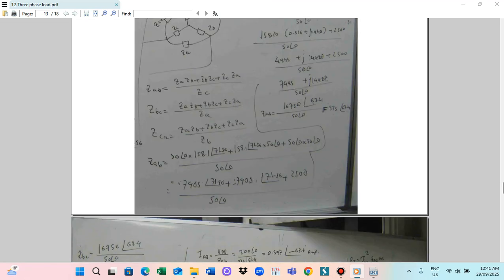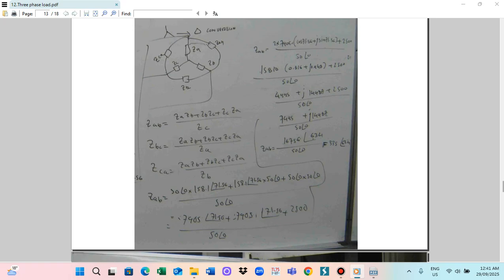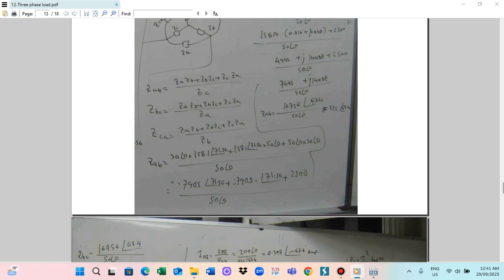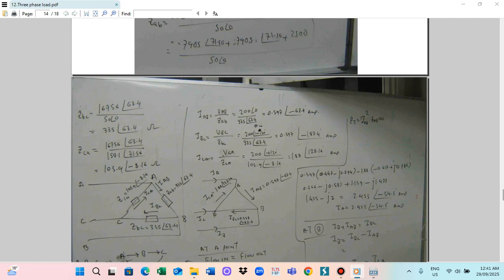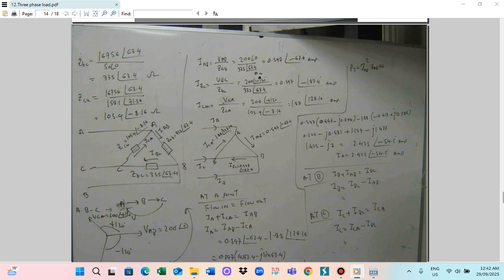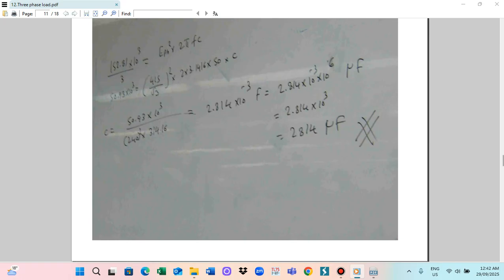So 101061 divided by 50, you get 2021. So this is it, 2021. So this one is we got ZAB. 101061 divided by 50 gives 2021. So the angle is 75.22 degrees. So if you change to delta, this is the angle we got.